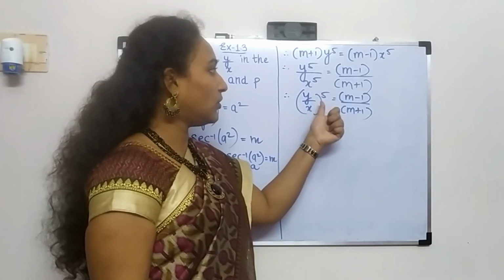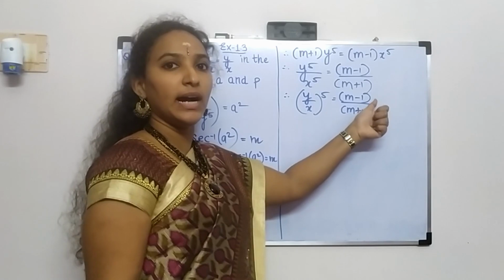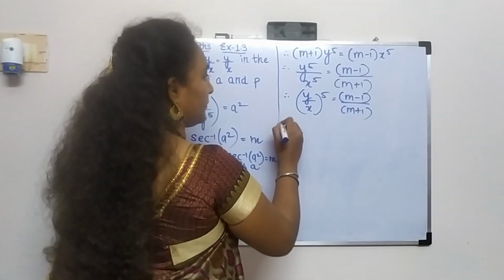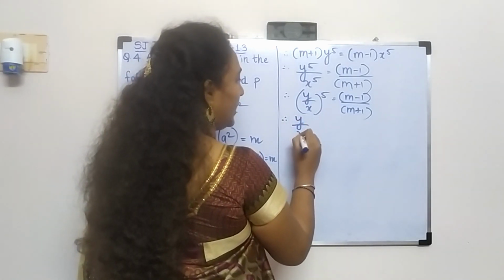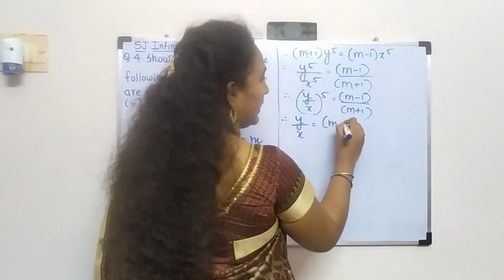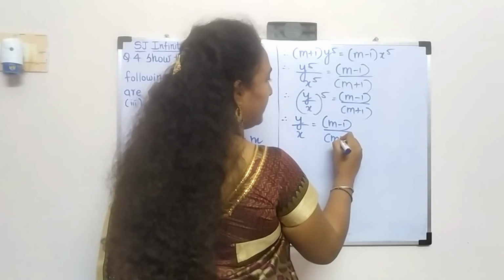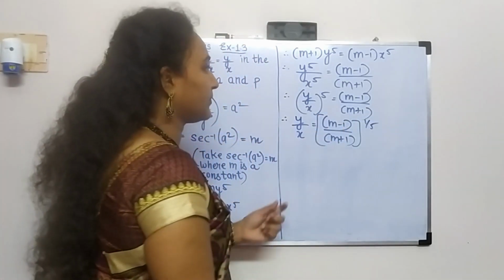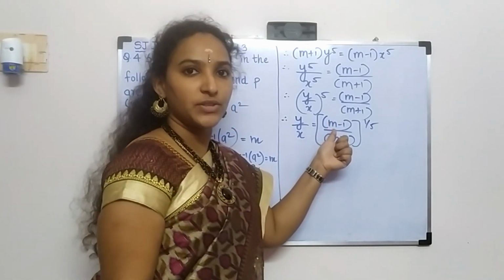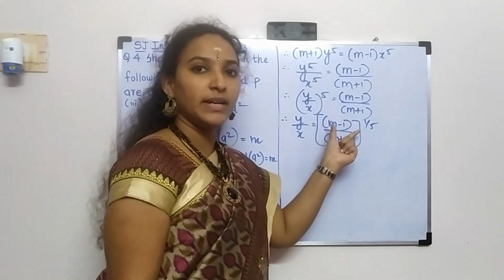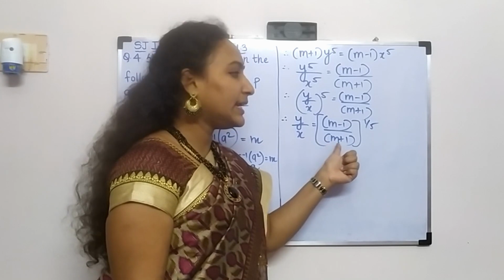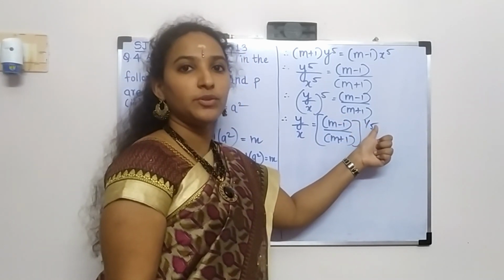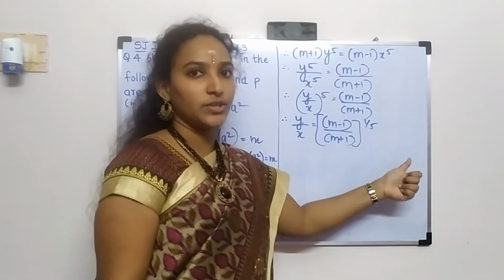Now, this whole raised to 5 can be taken to the RHS, so it becomes power 1 upon 5. Therefore, y upon x is equal to (m minus 1 upon m plus 1) raised to 1 upon 5. See, when m is a constant term, m minus 1 will be a constant. Similarly, m plus 1 is also constant. When you divide and take the fifth root, it will again be a constant term.